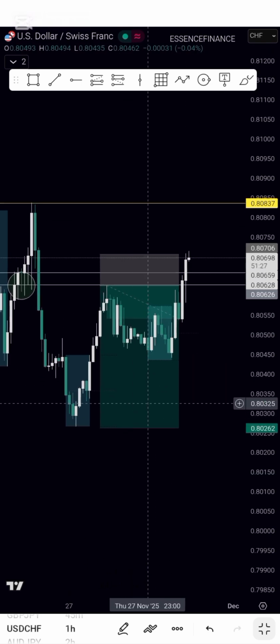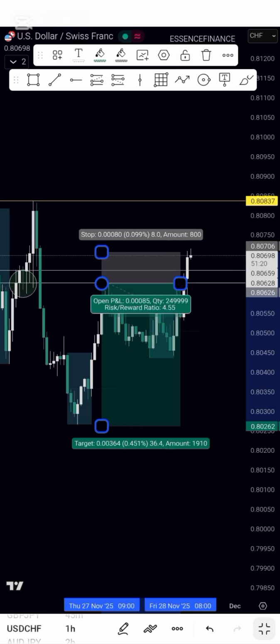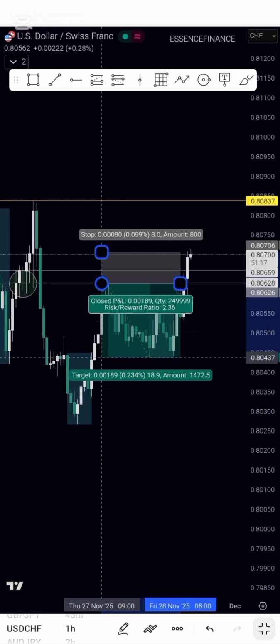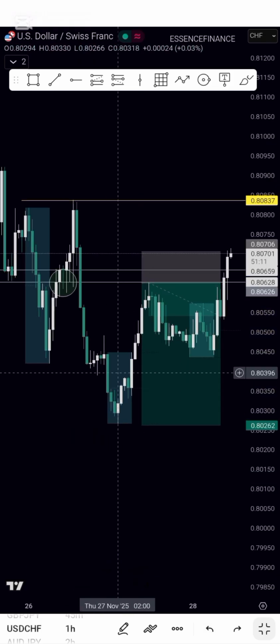Price started moving. Actually, this thing did 2R before I started reversing like this, but it was very slow. Yes, this is 2R, 2.35 RR. It was very slow. This market was very slow yesterday because it was bank holiday.